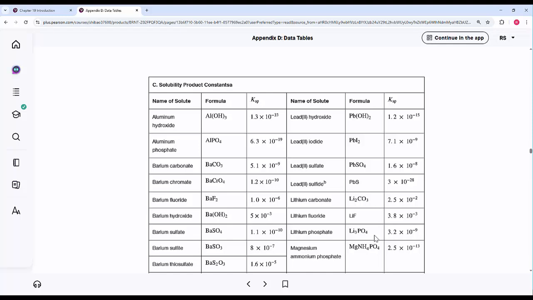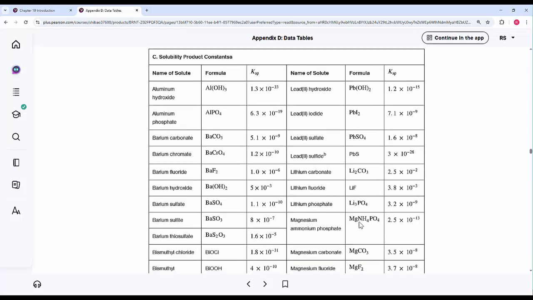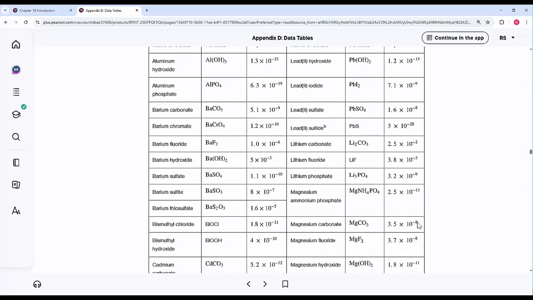So that's an exception. Here we have magnesium ammonium phosphate. This is a mixed cation. Magnesium is +2, ammonium is +1, and phosphate is -3. And magnesium ammonium phosphate is actually quite insoluble here. The solubility is 10 to the minus 13. So we haven't done too many mixed cation or mixed anion salts.